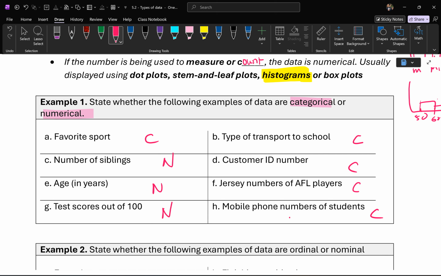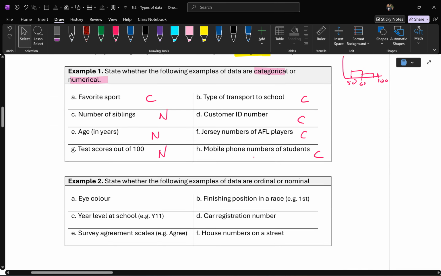Categorical. Your number is a label. It's just a setting to get to a certain place. It's like your number plates. They use numbers, but they mean nothing if you found the average. Just think of it that way. If you added all the numbers together and divided by the count, it doesn't mean anything. So that's why it's categorical. It's a label. Okay? Well done.